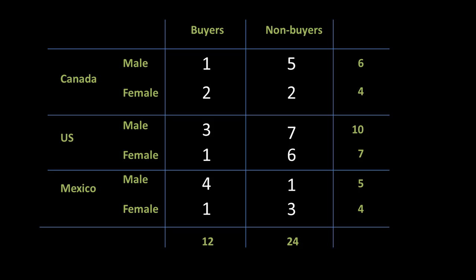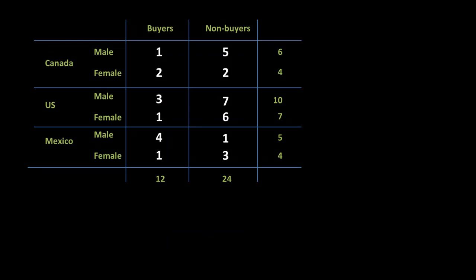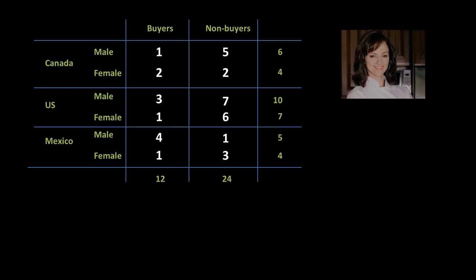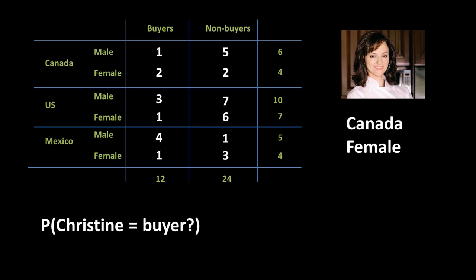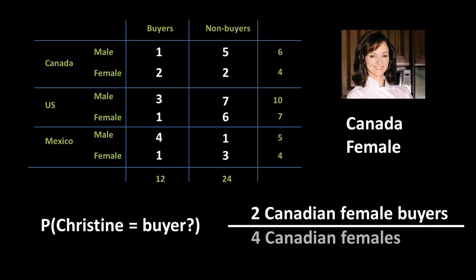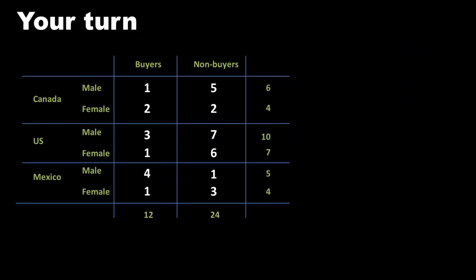But the point is, the conditions here contain multiple variables. It contains a country as well as the gender. So you could calculate conditional probabilities like this as well. So here we've got some examples. So Christine Cushing, once again, Canada, female. And what is the probability that she is now a buyer, given that she's Canadian and female? So we can see that we calculated it. There are two Canadian female buyers out of a total of four Canadian females. So the probability is 0.5.